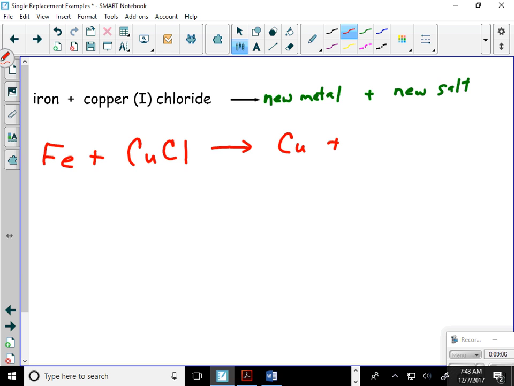What's my new salt's name? Iron chloride. And, well, Brooke brought up a good point. She said iron 2 chloride. Could we have picked iron 3 chloride? Do we know which one it is? We would have to test that. We would have to do a test.